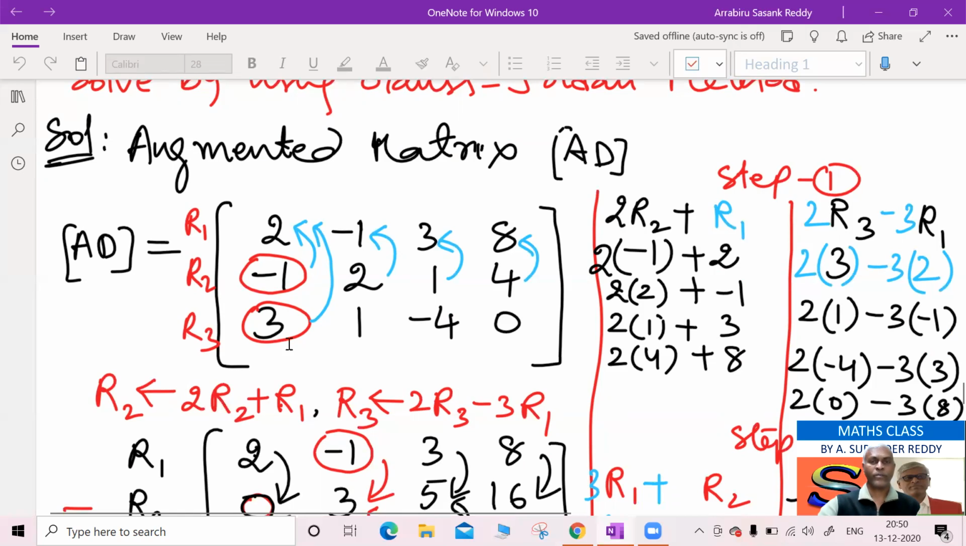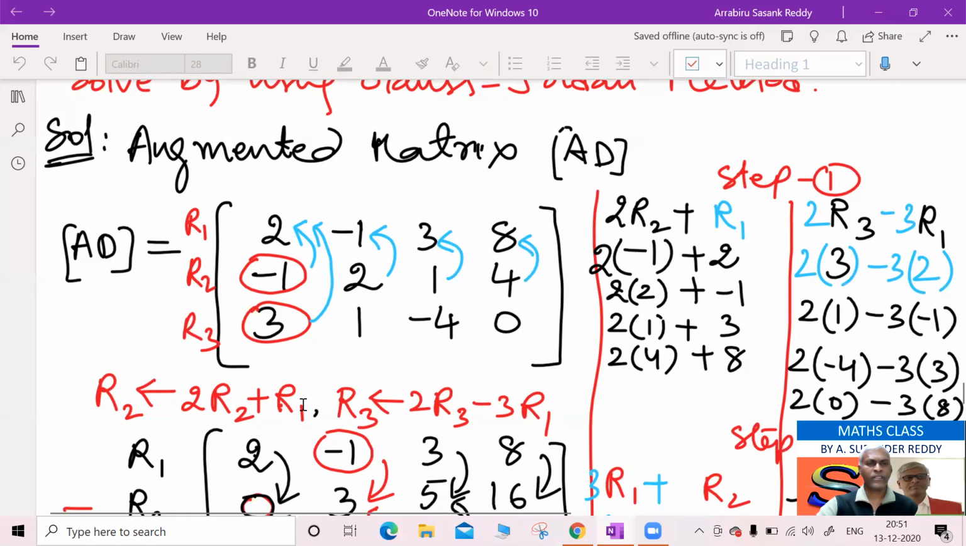For that, we need to prepare a suitable row transformation. So first, let us take R2 and R1, that is minus 1, 2. They are not equal. So multiply minus 1 with 2, they become equal. And if you add them, you get 0. So 2 into R2 plus R1 is the transformation, the formula.